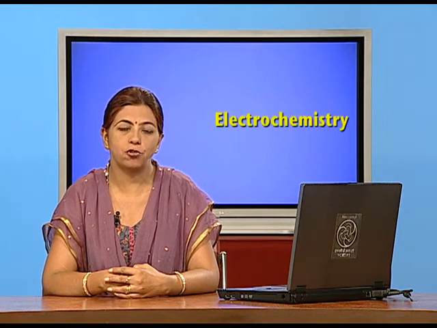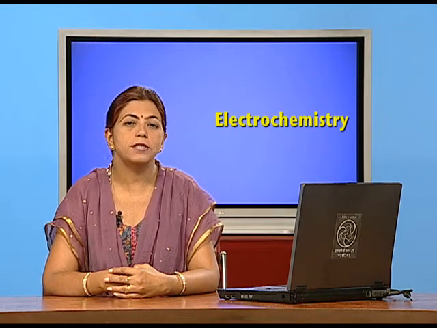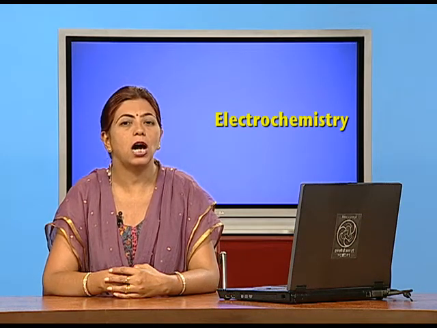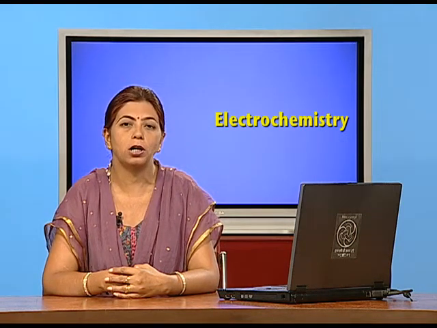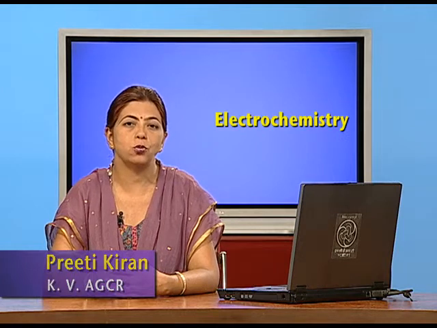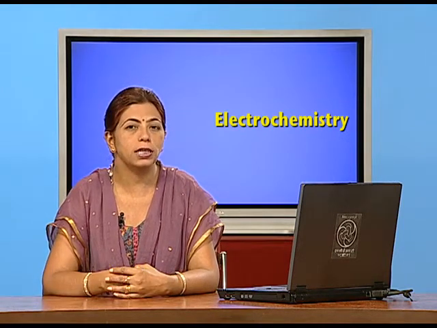Dear students, in the previous class, I explained the working of the standard hydrogen electrode, that is, the reference electrode to measure the cell potentials of various half cells. And I have also explained the formula to calculate standard electrode potential, that is, E naught is equal to E cathode minus E anode.